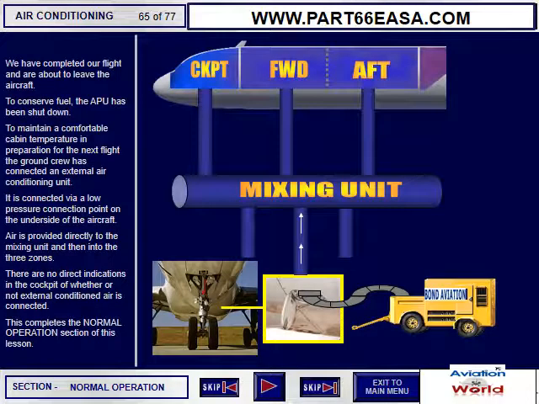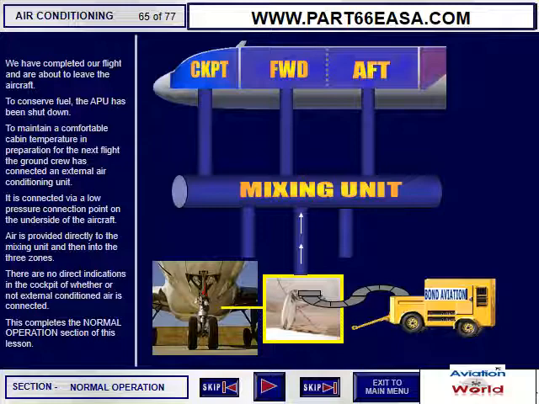We have completed our flight and are about to leave the aircraft. To conserve fuel, the APU has been shut down. To maintain a comfortable cabin temperature in preparation for the next flight, the ground crew has connected an external air conditioning unit. It is now connected via a low-pressure connection point on the underside of the aircraft. Air is provided directly to the mixing unit and then into the 3 zones. There are no direct indications in the cockpit of whether or not external conditioned air is connected.